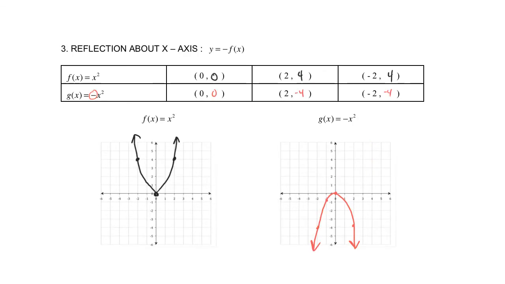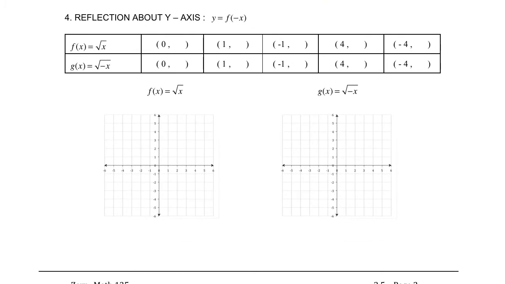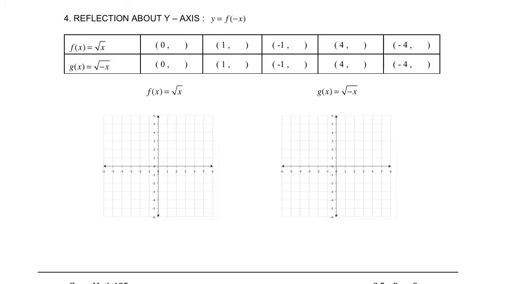And when you do the opposite of a function, it reflects it about the x-axis. And then when you do the opposite of the input, that reflects it about the y-axis. So that was the symmetry we did a couple seconds ago.